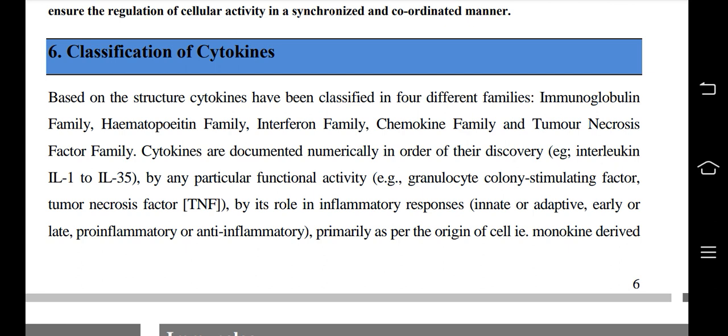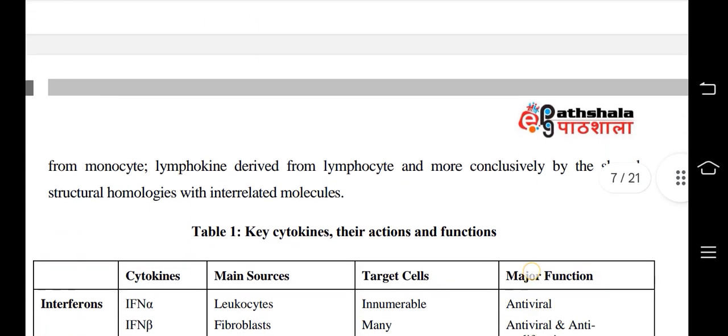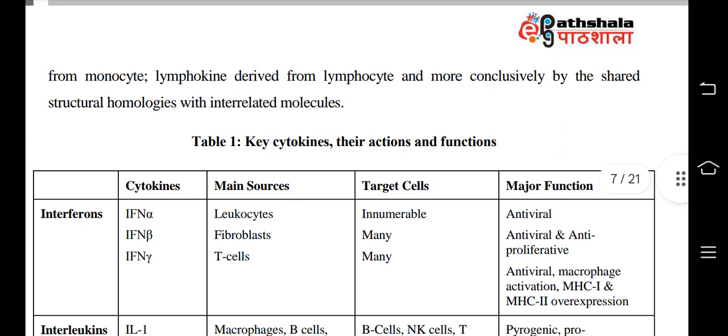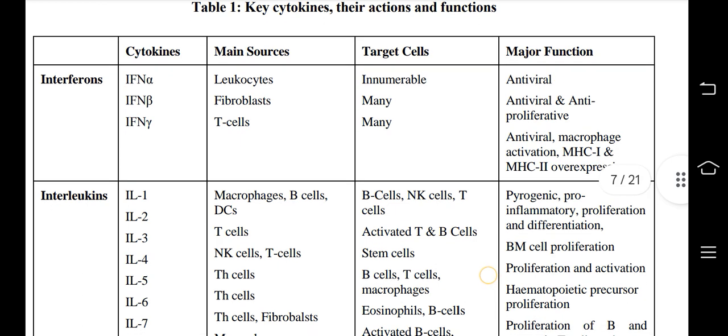by any particular functional activity, like granulocyte colony stimulating factor, tumor necrosis factor, TNF, by its role in inflammatory response, innate or adaptive, early or late, pro-inflammatory or anti-inflammatory, primarily as per the origin of cell, like monokine derived from monocyte, lymphokine derived from lymphocyte, and more exclusively and conclusively by the shared structural homologies with interrelated molecules. So here you could see the classification.